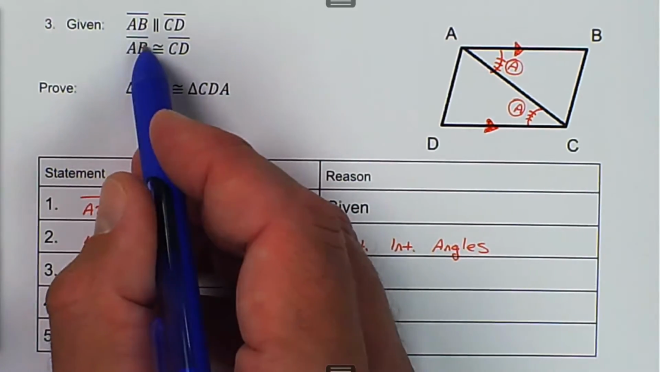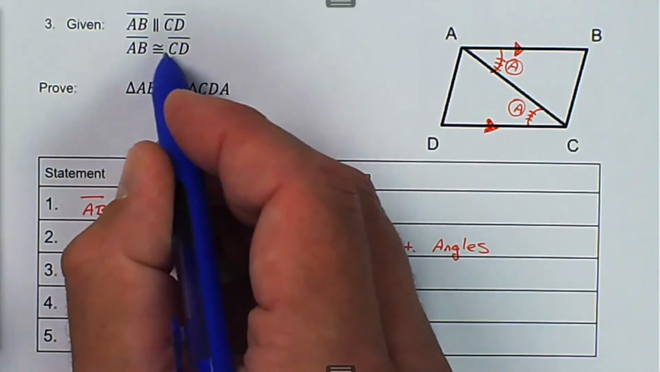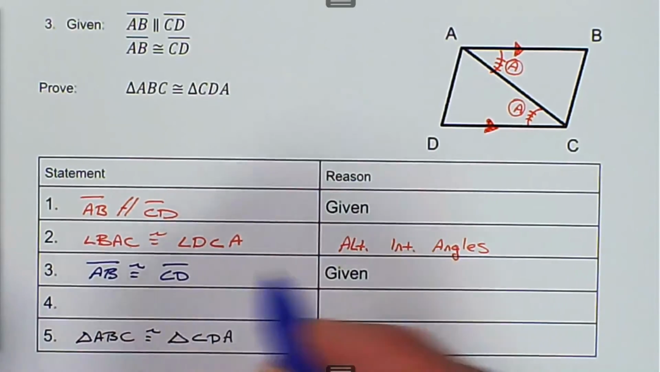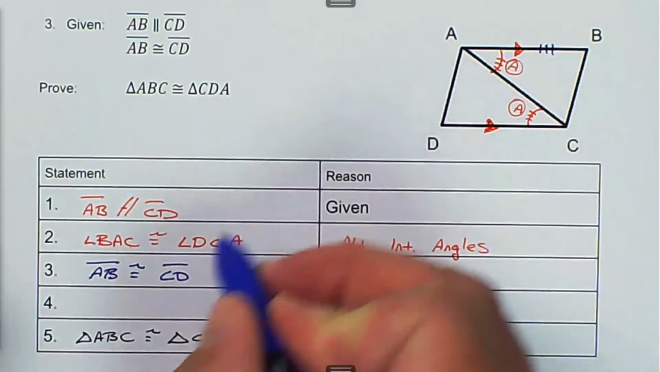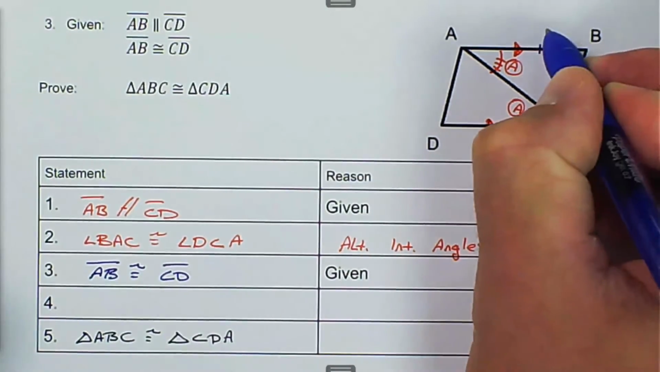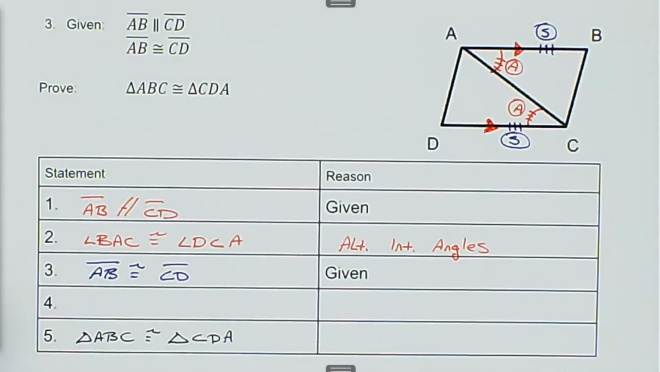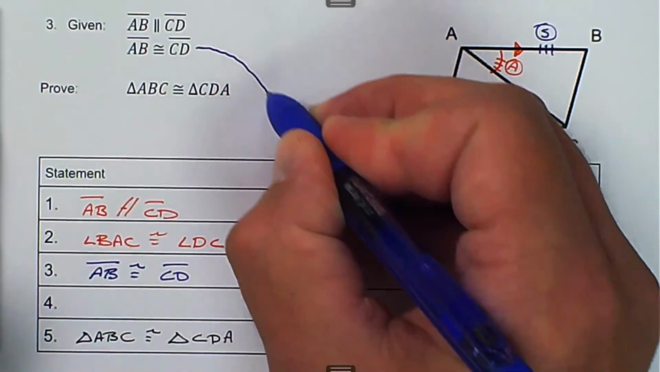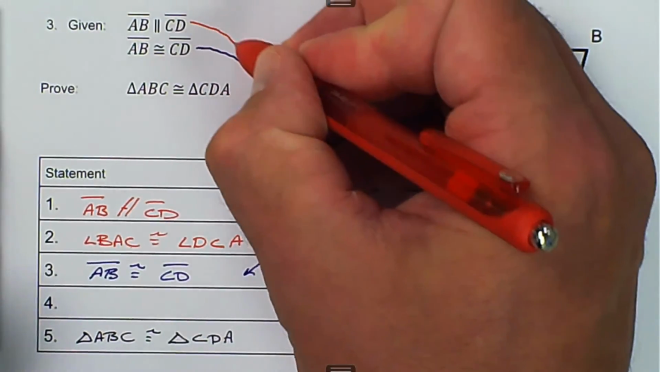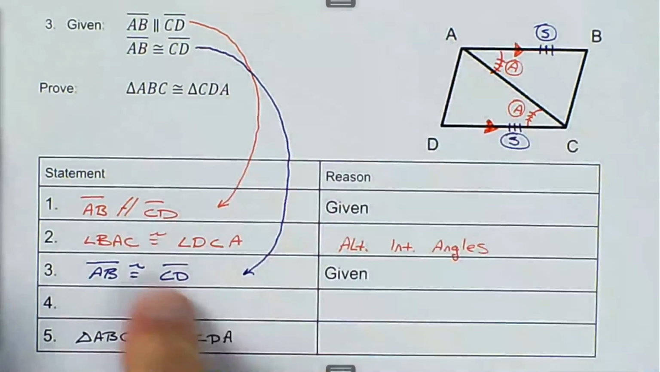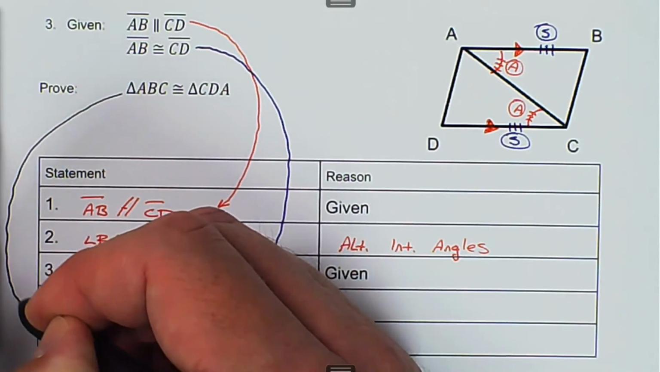Next, we can look at line segment AB is congruent to line segment CD. So line segment AB, 1, 2, 3, is congruent to line segment CD, 1, 2, 3, and that's a side. And the reason is given. So this piece of information was given there, and this piece of information was given here. We had to come up with the alternate interior angles, and then we're also given this last space, which we're trying to prove.